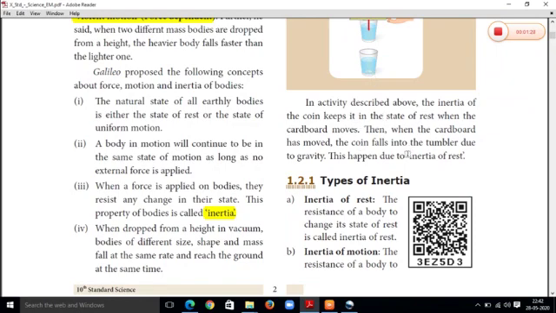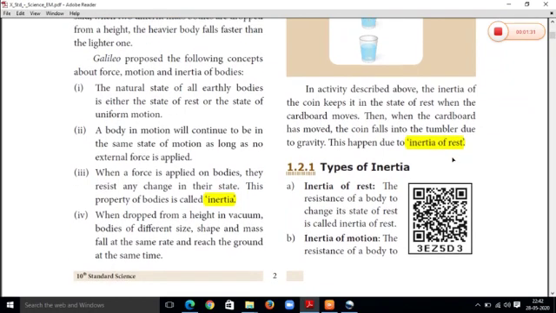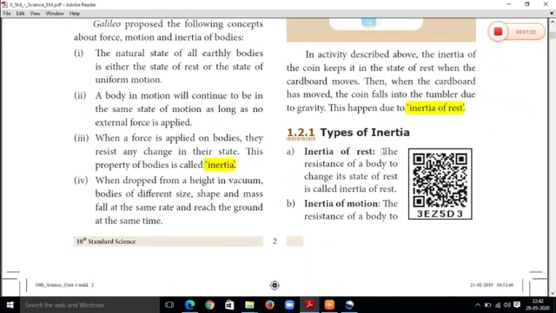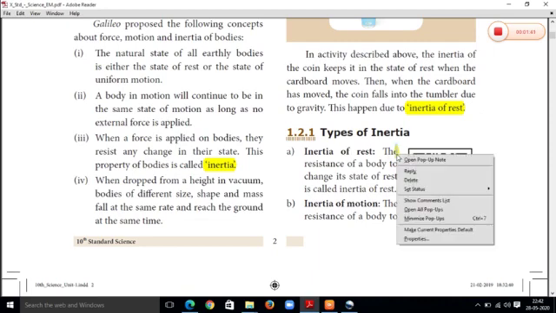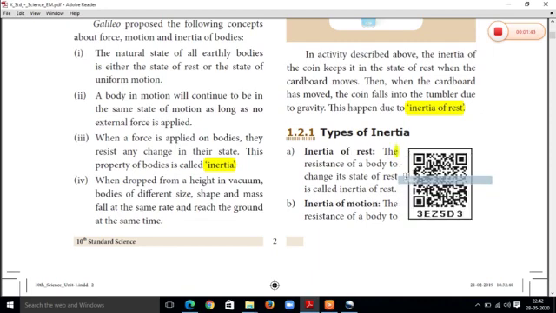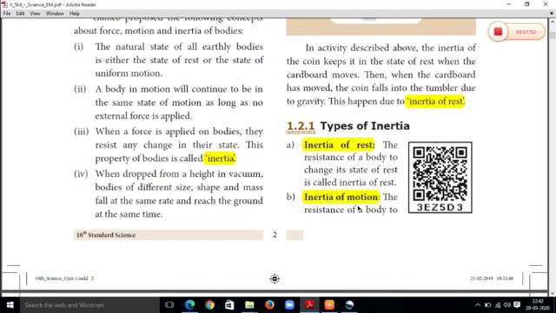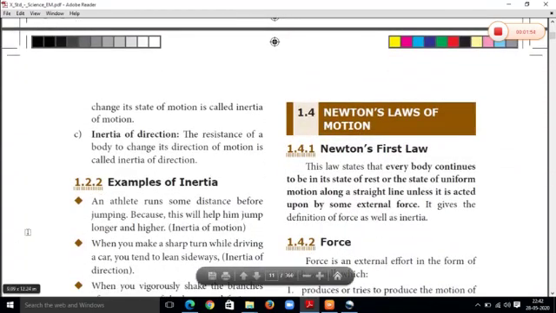There are three types of inertia. Inertia of rest: the resistance of a body to change its state of rest is called inertia of rest. Inertia of motion: the resistance of a body to change its state of motion is called inertia of motion. Inertia of direction: the resistance of a body to change its direction of motion is called inertia of direction.